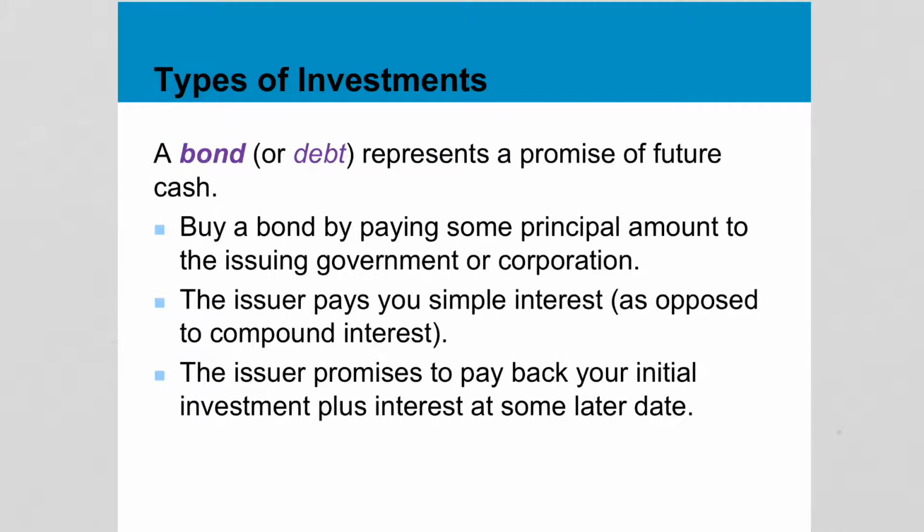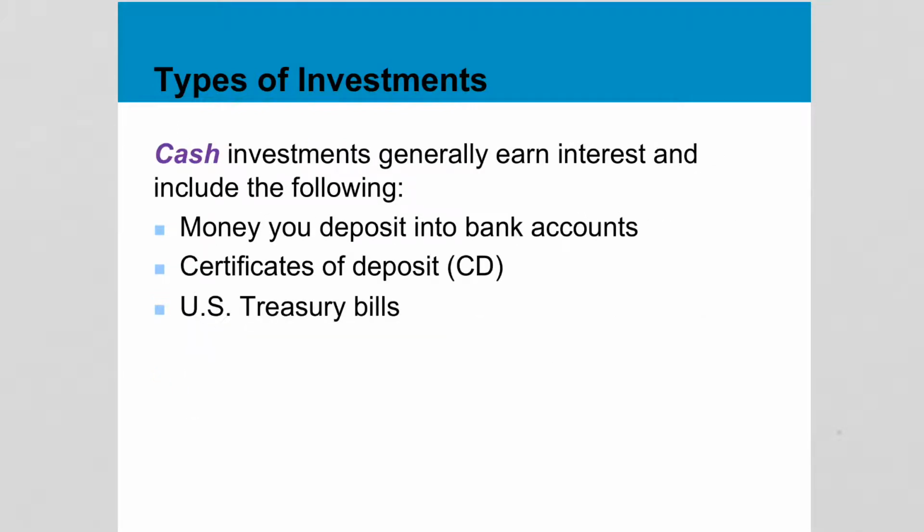A bond represents a promise of future cash. Buy a bond by paying some principal amount to the issuing government or corporation. The issuer pays you simple interest, and the issuer promises to pay your initial investment plus interest back at some later date. A cash investment generally earns interest and includes the following. You could deposit money into a bank account, a CD, or a U.S. Treasury bill.